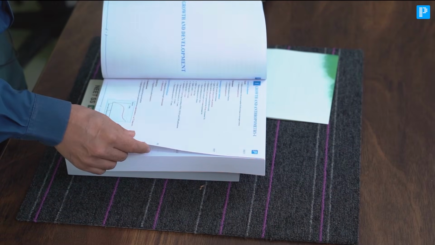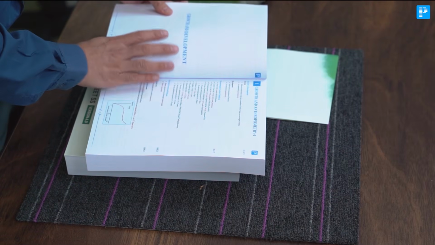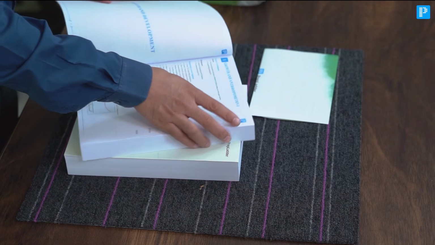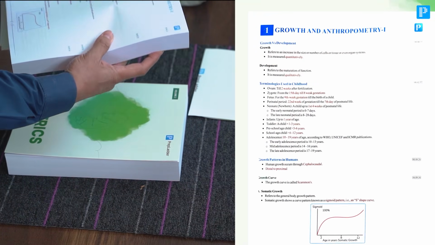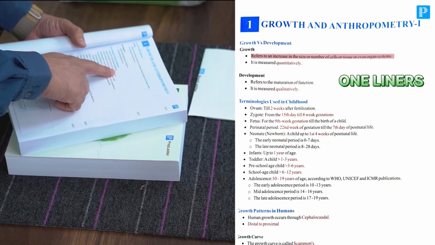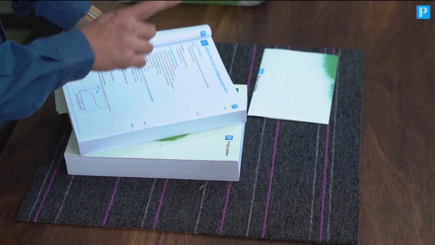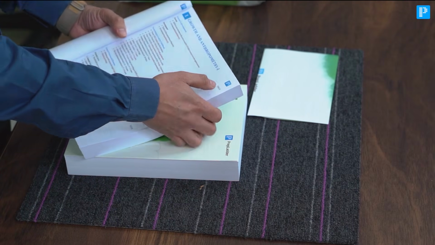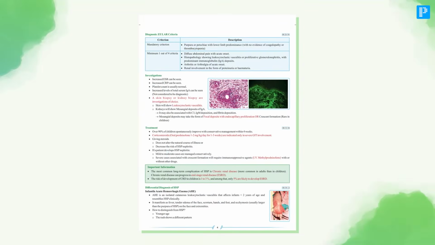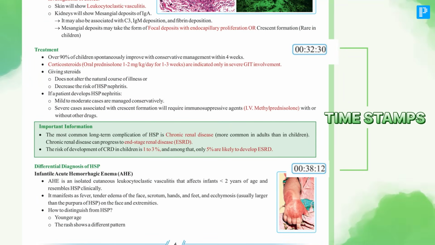So if you just have a look, this is the first chapter, growth and development. So you can see that there are one-liners, there are definitions, and these are totally modulated according to the video. You can have a look on the side that the timestamps are also given simultaneously. So you can use these notes in multiple ways.